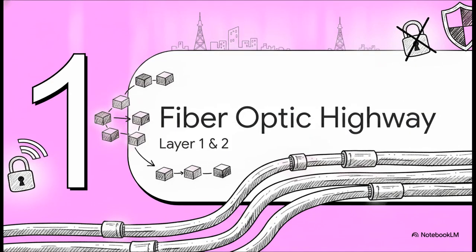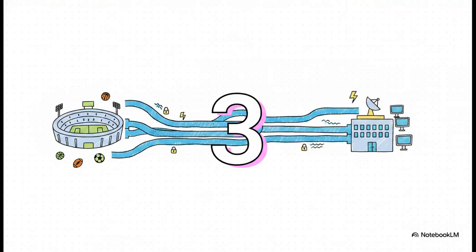So let's move into Section 1, the fiber optic highway, specifically layers 1 and 2. To actually build this highway, every single stadium relies on 3 completely diverse 200 gigabit per second fiber connections to securely transport all this traffic down to the IBC. These are massive, incredibly high-capacity pipes.